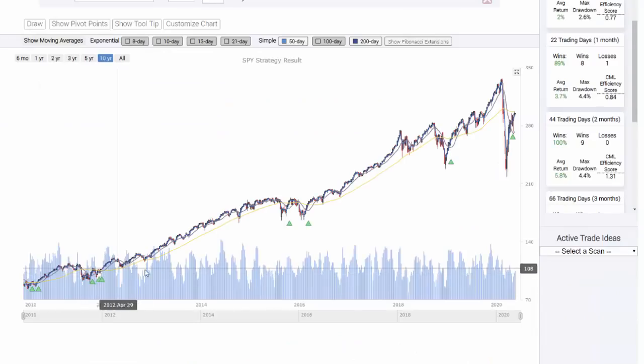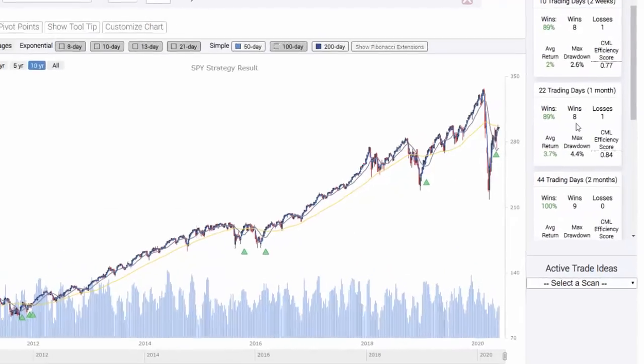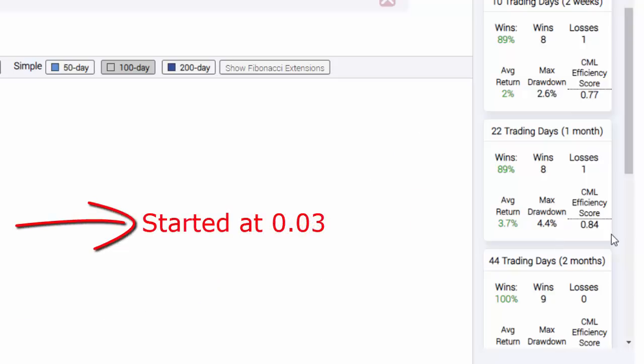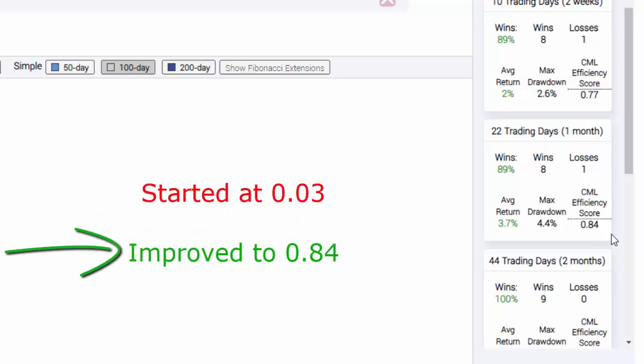Now we see far fewer trades. But if we look at the computations, that is simply where was the stock 22 trading days later after a green arrow triggered, we see a higher win rate, but all of a sudden the average return went from 0.5% to 3.7%, so more than 7-fold higher, while the max drawdown dropped by 75%. We can now see that in the CML efficiency score. We went from 0.03, which is awful, to an efficiency score of 0.84, which is rather strong.